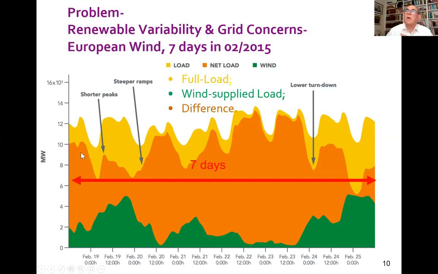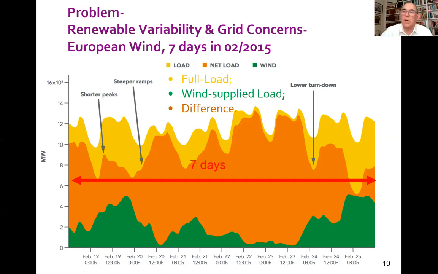The third graph in orange is the difference between the yellow and the green. And people said at that time, this diagram comes from a paper, oh, we've got smaller peaks, shorter peaks, steeper ramps, and we've got lower turn down. All of these things, people said, will be difficult to manage. Therefore, renewables are difficult. And there was a lot of talk back in those days saying, how will we absorb it?